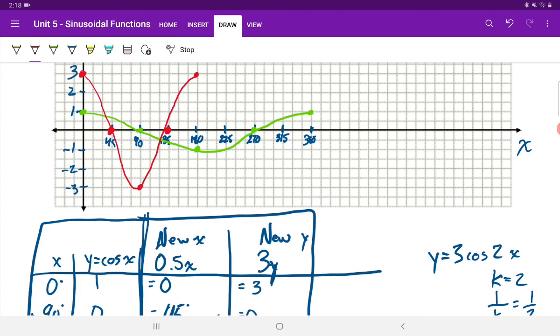Okay? So that completes part 2 of this lesson. In the next lesson, we're going to put it all together with equations that have a, k, d, and c.